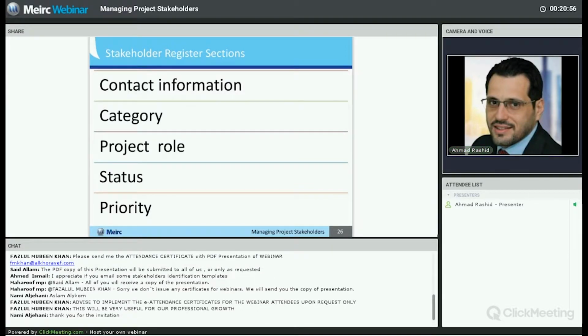in the project. The status section refers to the project manager showing the stakeholders' level of support, and then the priority will be all about giving a score or a rating of how much time and effort the project manager should invest in this stakeholder based on their category, based on their impact, power, interest, and influence level.